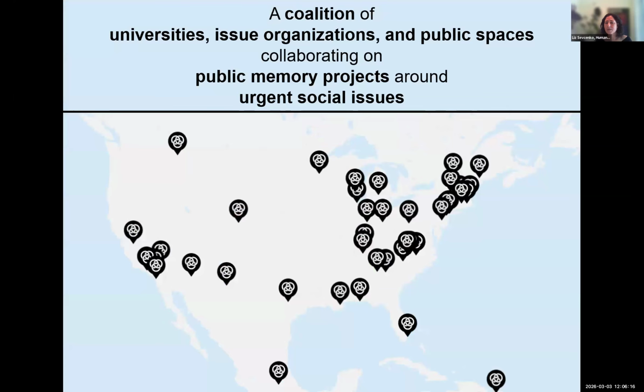The Humanities Action Lab is a translocal project. That means that we are a coalition of campus community partnerships in cities all across the country and all across the hemisphere. And we bring together universities, issue organizations and public spaces to create collective public memory projects around urgent social issues. So we'll explain how this works in a moment.